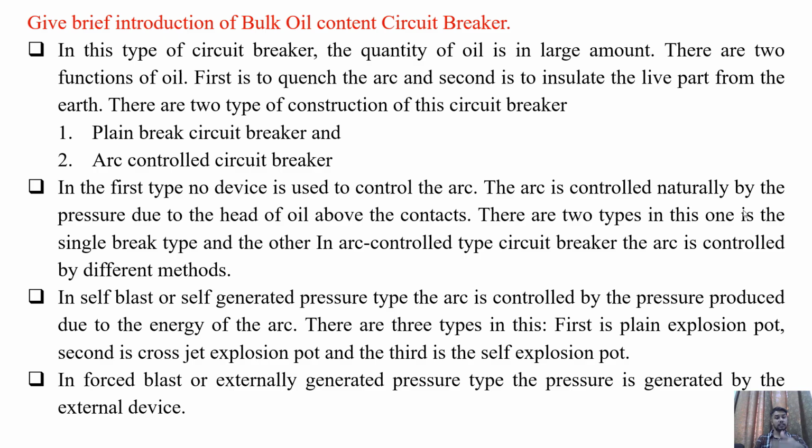In a self-blast or self-generated pressure type, the arc is controlled by the pressure produced due to the energy of the arc. There are three types in this. First is plain explosion pot, second is cross-jet explosion pot, and third is the self-explosion pot. In a forced blast or externally generated pressure type, the pressure is generated by an external device. So this is the introductory information of bulk oil contained circuit breaker.